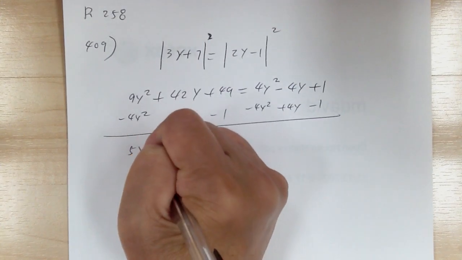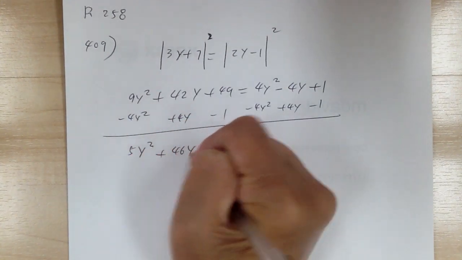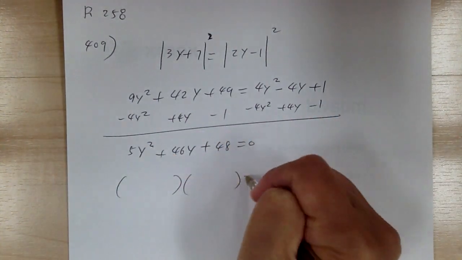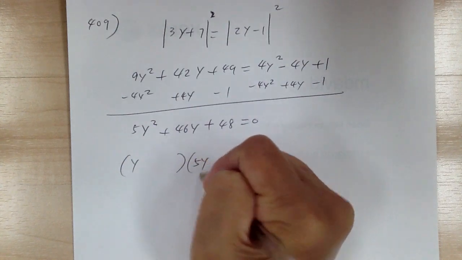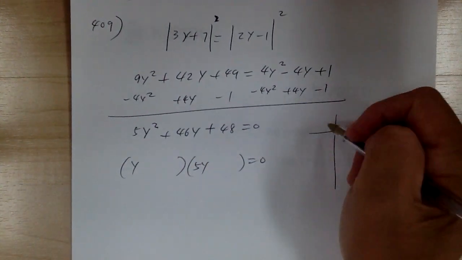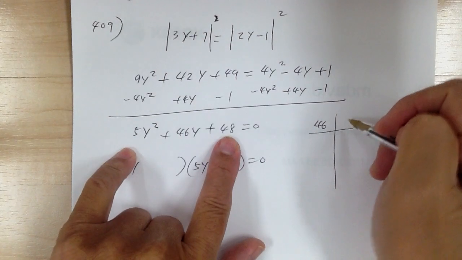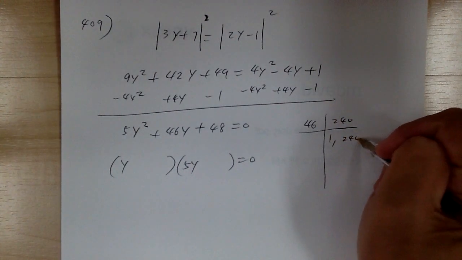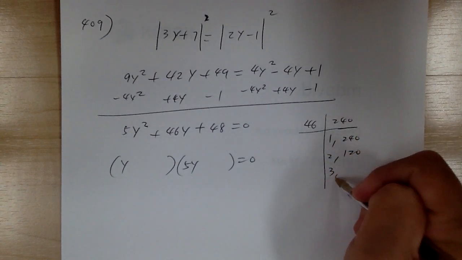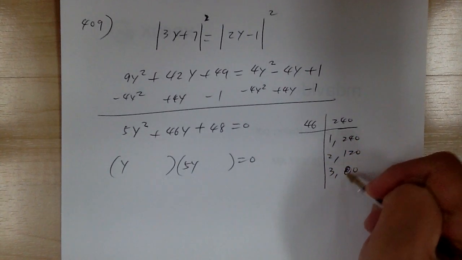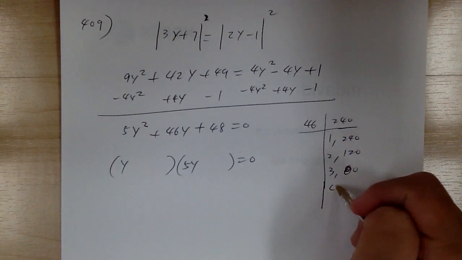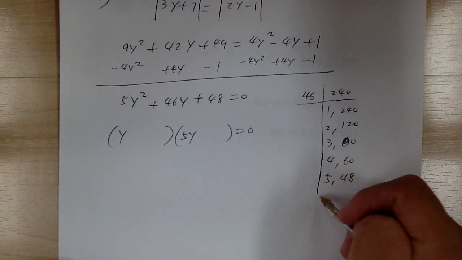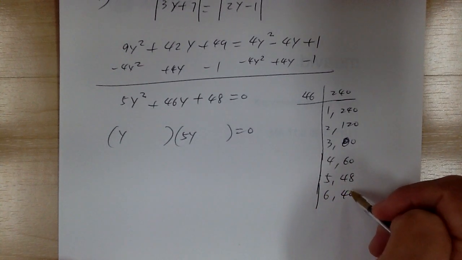So you got 5y squared plus 46y plus 48 equal to 0. Okay, so that's going to do the factoring. So get your master product. So you got 46, and you have to multiply this. So you get 240. Okay, so you start with 1, 240, 2 comma 120, 3 comma 80, 4 comma 60, 5 comma 48, 6 comma 40.